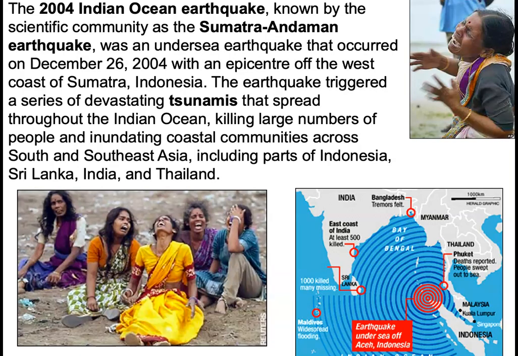First of all, waves, earthquakes. This was the earthquake that took place in 2004, the famous tsunami, which created massive, widespread destruction in the Indian Ocean, and it resulted in loss of a lot of lives. So this is what waves can do.